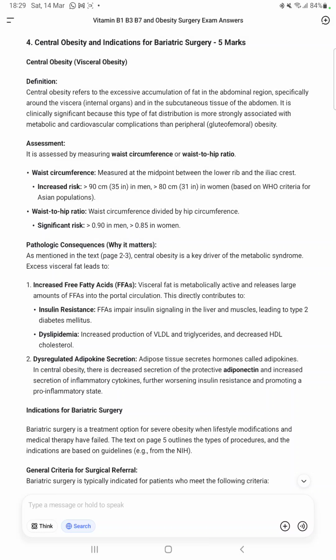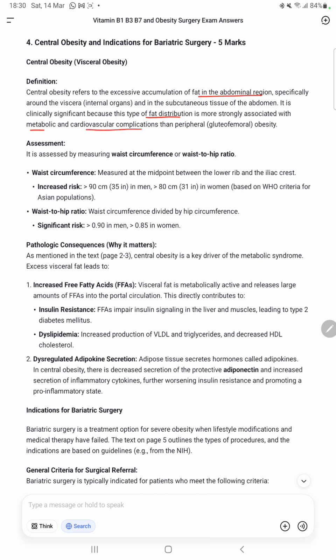The next is central obesity and the indications for bariatric surgery. So central obesity, also called visceral obesity. Here it is due to the excessive accumulation of fats in the abdominal region, especially around the viscera, that is internal organs, and the subcutaneous tissue of the abdomen. It is clinically significant because this type of fat distribution is more strongly associated with metabolic and cardiovascular complications.